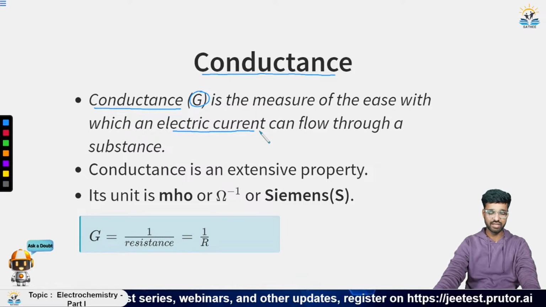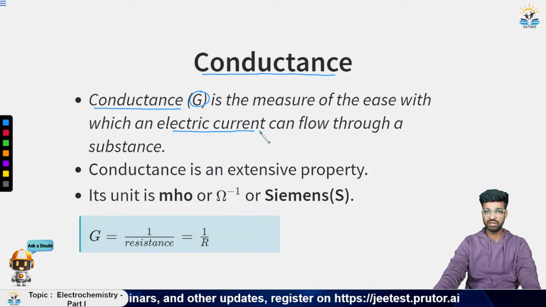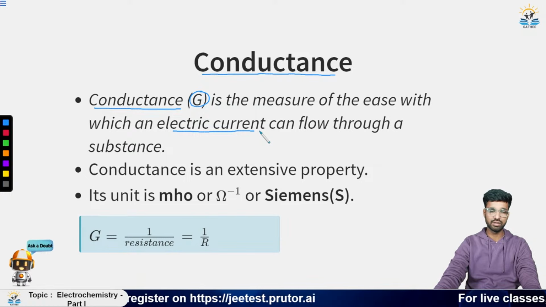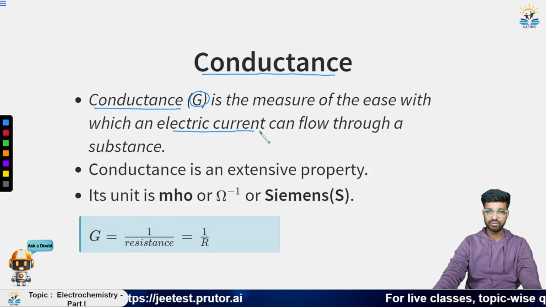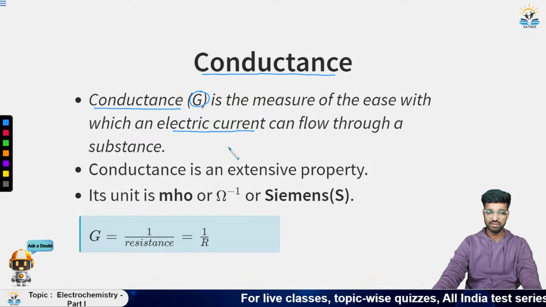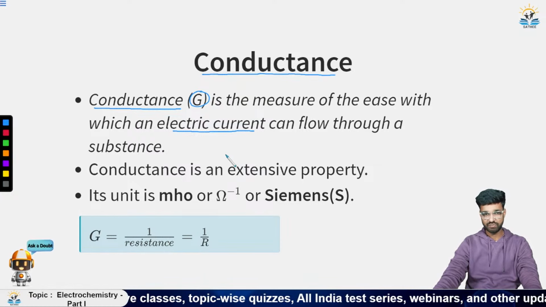So, you can see it is a measure. It is not a property like length or breadth. It is the measure of ease, just like permeability. A substance being permeable means the amount of current that can be passed through it.